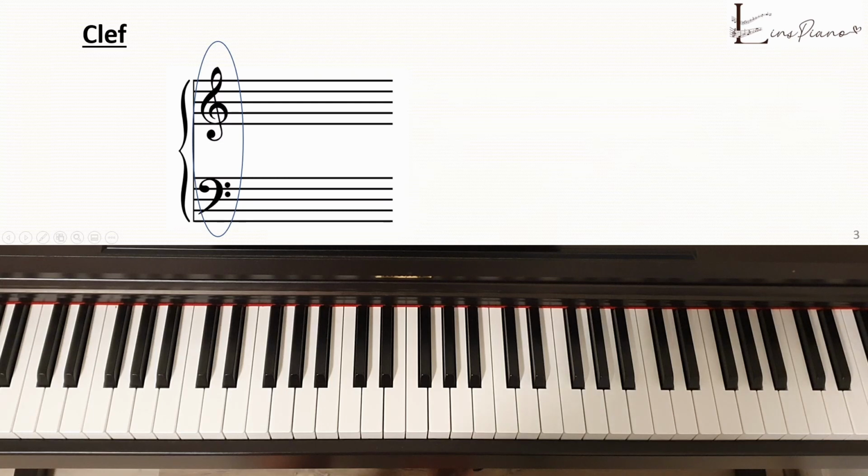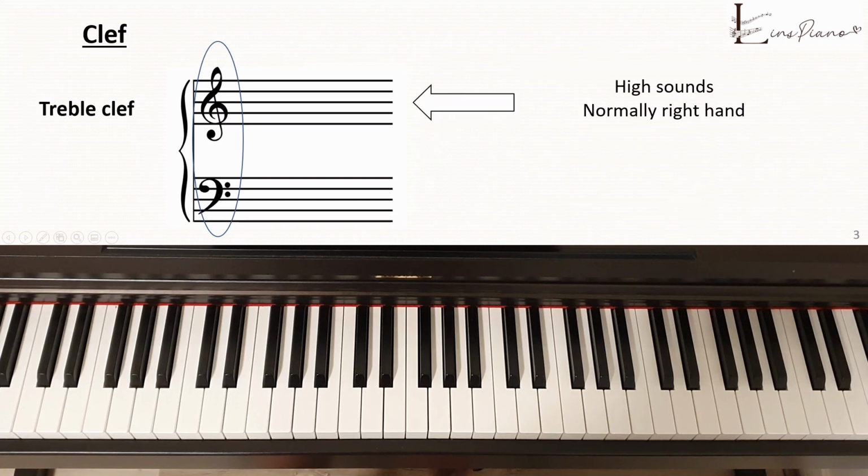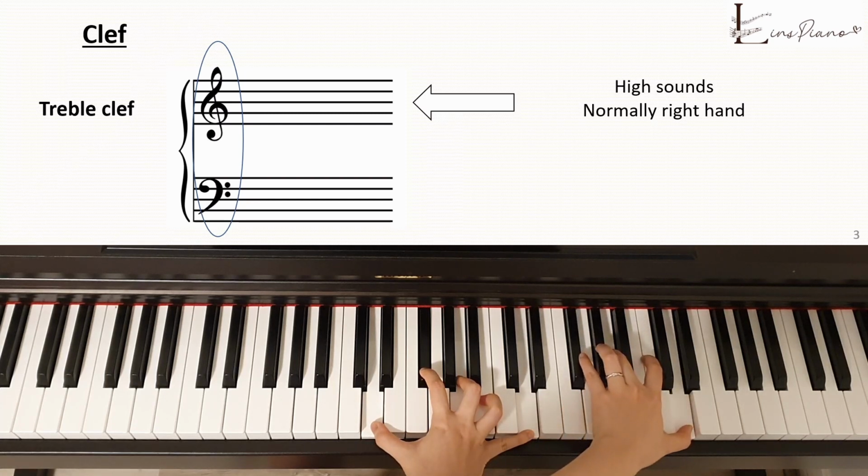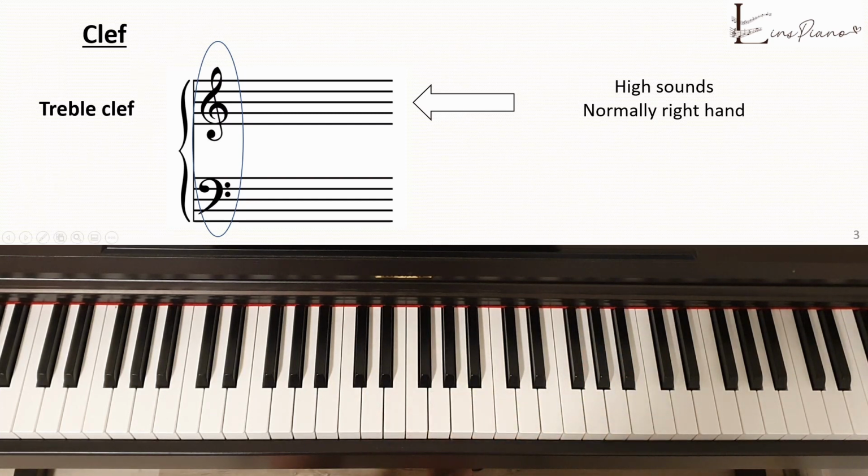These symbols at the beginning of the staff are clefs. The top one is called treble clef, which represents the high sounds. Remember from the last lesson, the more you go to the right, the higher the sound is. So we usually use the treble clef for the right hand. Well, we can play high sounds with the left hand too. But for now, to keep it simple, we could think about using treble clef for the right hand.